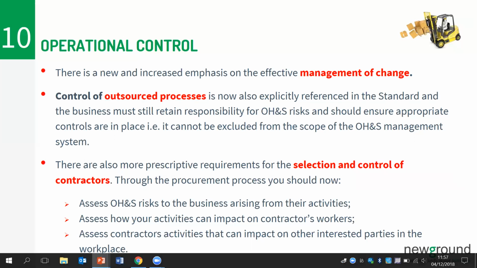The last point I want to highlight around operational control is around the selection and control of contractors. The requirements are now much more prescriptive than they were in 18001, and through your procurement process, you now need to assess the risks to the business arising from their contractor activities. You need to assess how your activities can impact on contractors' workers, and assess contractors' activities that can impact on any other interested parties in the workplace.